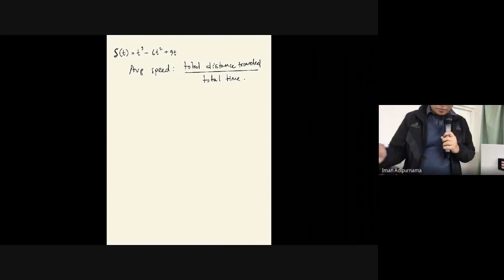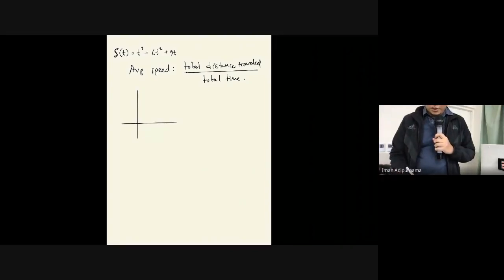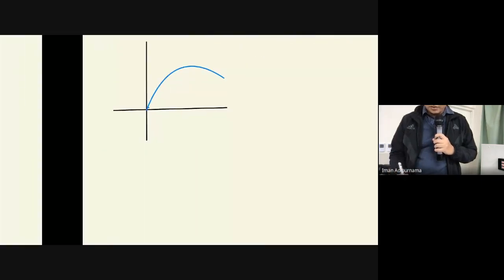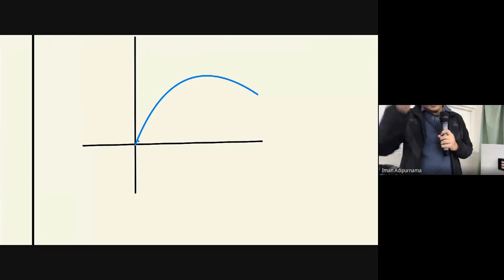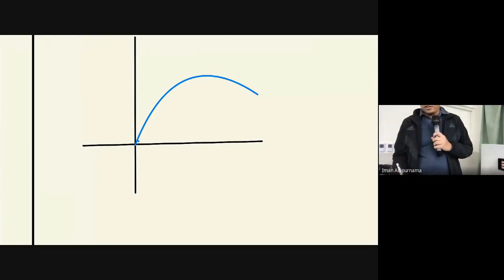Let me give you just a random curve. Let's say this is the positions. Something like that. Maybe just like this. If this is positions, this is the time and position.